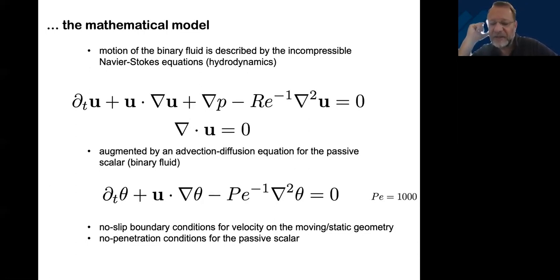We also have to decide on the Péclet number. The Péclet number is 1000. That gives us a ratio of Reynolds to Péclet number of 1. So we're thinking a little bit more in the regime of mixing of a gas than of a fluid, but we're also exploring other regimes where the fluid is more liquid-like rather than gas-like. We have no-slip boundary conditions for the velocity on the moving and static geometry. And we have a no-penetration boundary condition for the passive scalar. Okay, so Dirichlet for U and Neumann for theta.